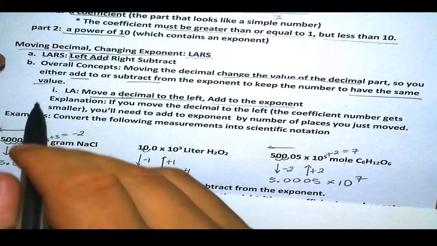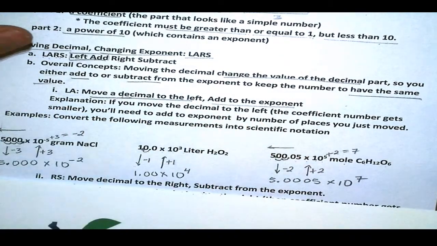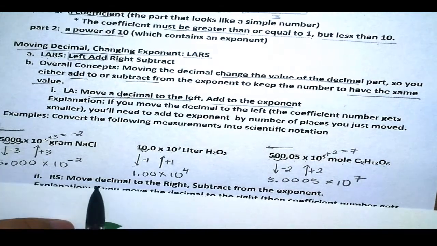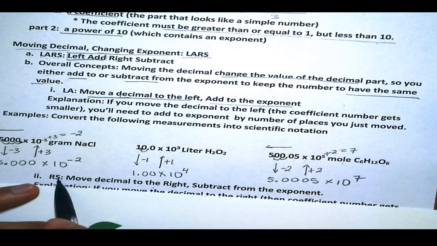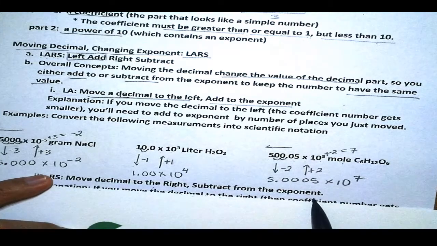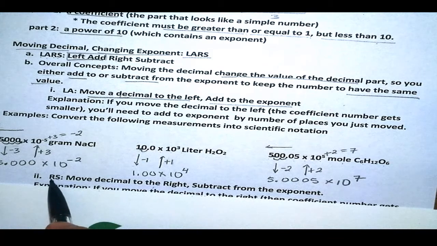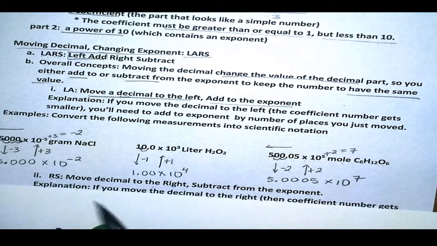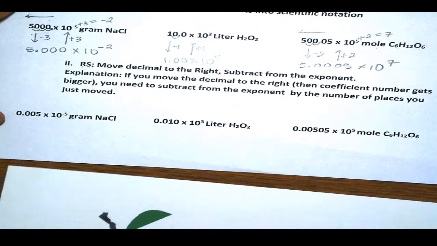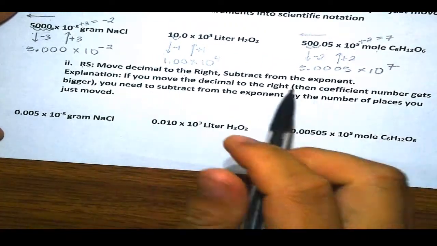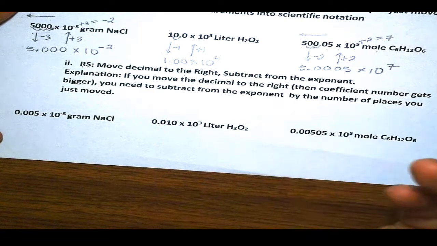And that is the LA part of LARGE. Now let's look at the last part, which is RS. And guess what RS represents? RS is basically move the decimal to the right. You are going to do the opposite, which is the S. You subtract from the exponent. So RS: R is right, S is subtract. Let's look at how that is going to work with some of the examples we have here. Let's use one of the examples to explain this RS part.